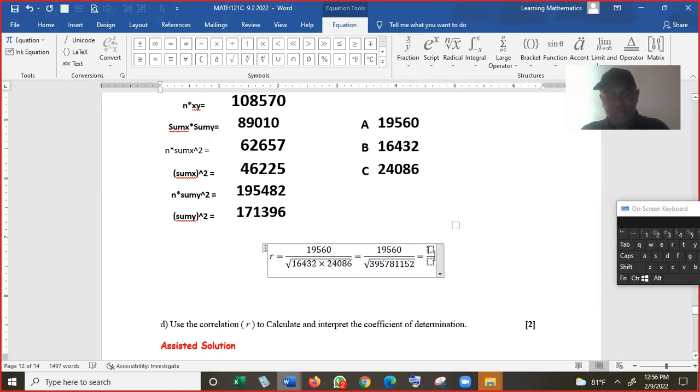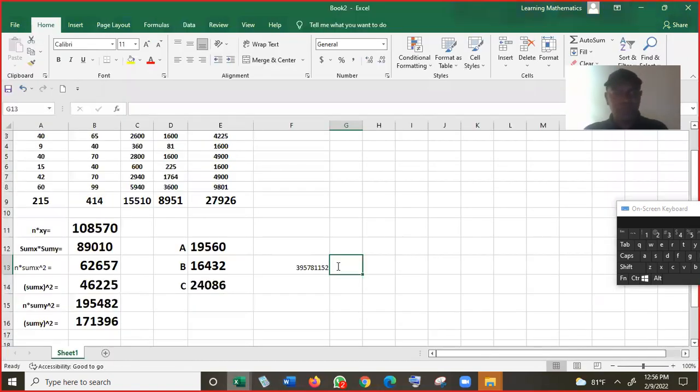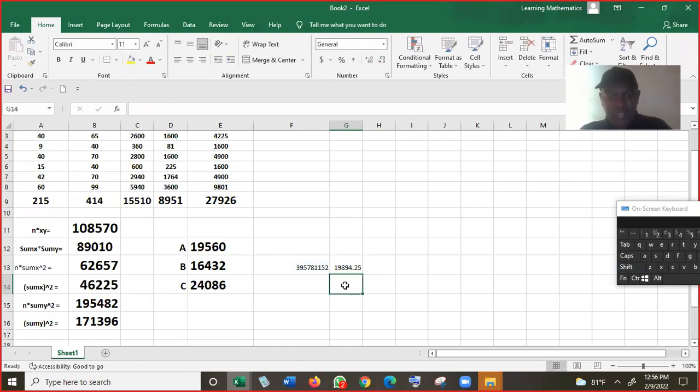So we carry this. Have to be very careful with this formula. 19560. We have to square root this number. We can do this in our calculators, but Excel is a calculator also. So we can just type equal. Square root is SQRT. All right, square root. Double click on it. And what we want to square root is F13. All right, and close bracket. Enter. So we have 19894.25.